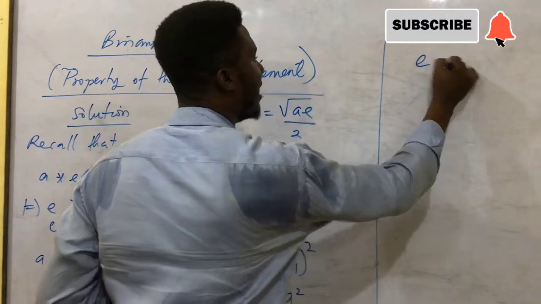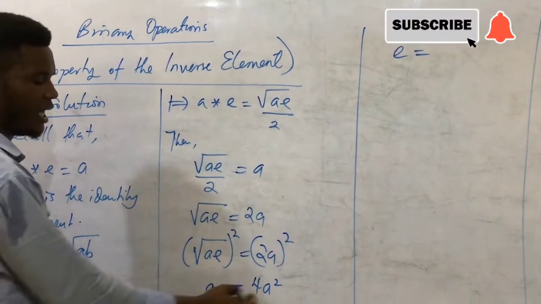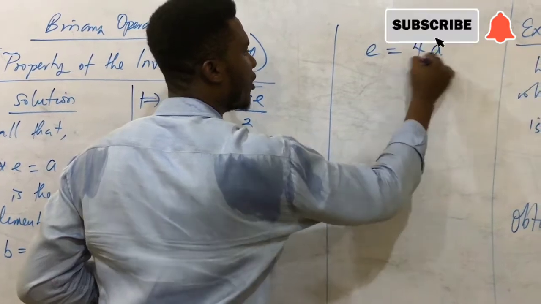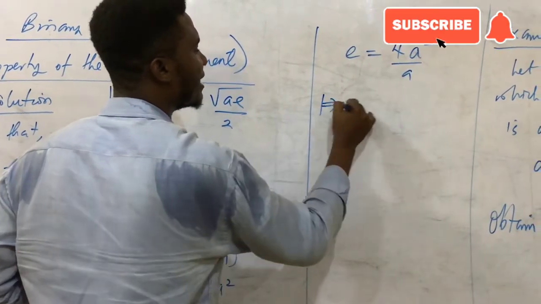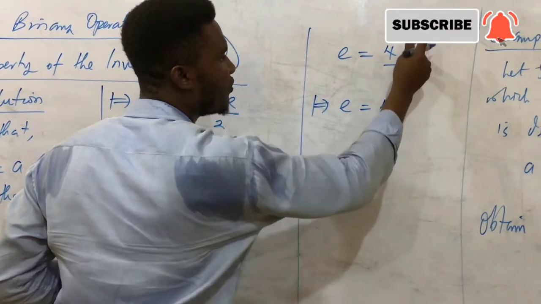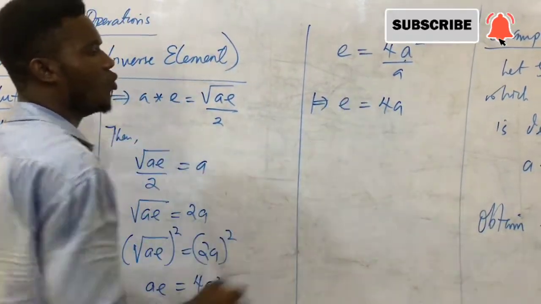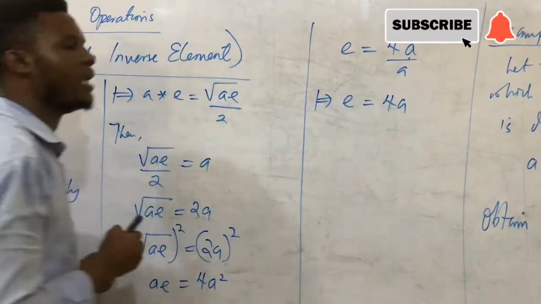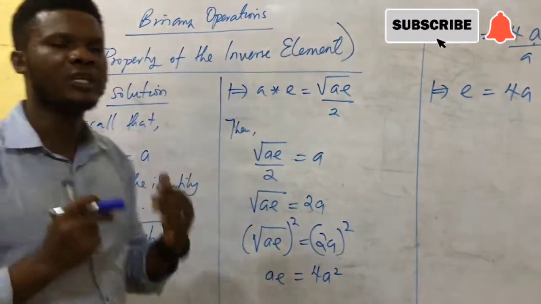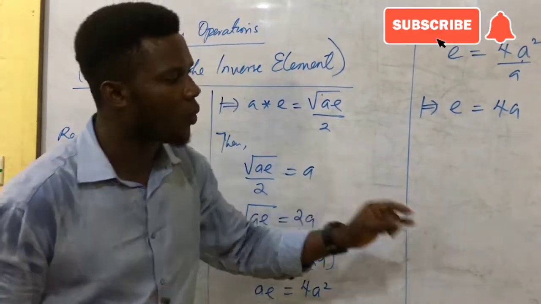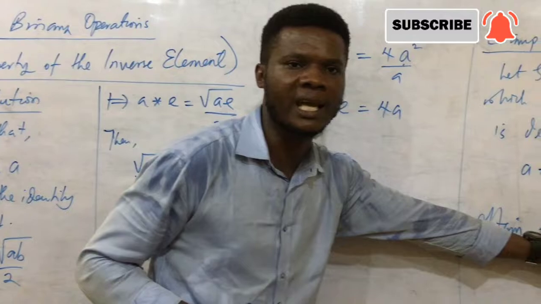Now, if I make E the subject of formula, A will divide both sides, and that will give me 4A squared all over A, and this implies that the identity element required is 4A, since A will cancel one of these A above to give me 1A remaining. So the result becomes E equals 4A. Now, the problem did not require that I get the identity element. The problem requires that we obtain the inverse element.